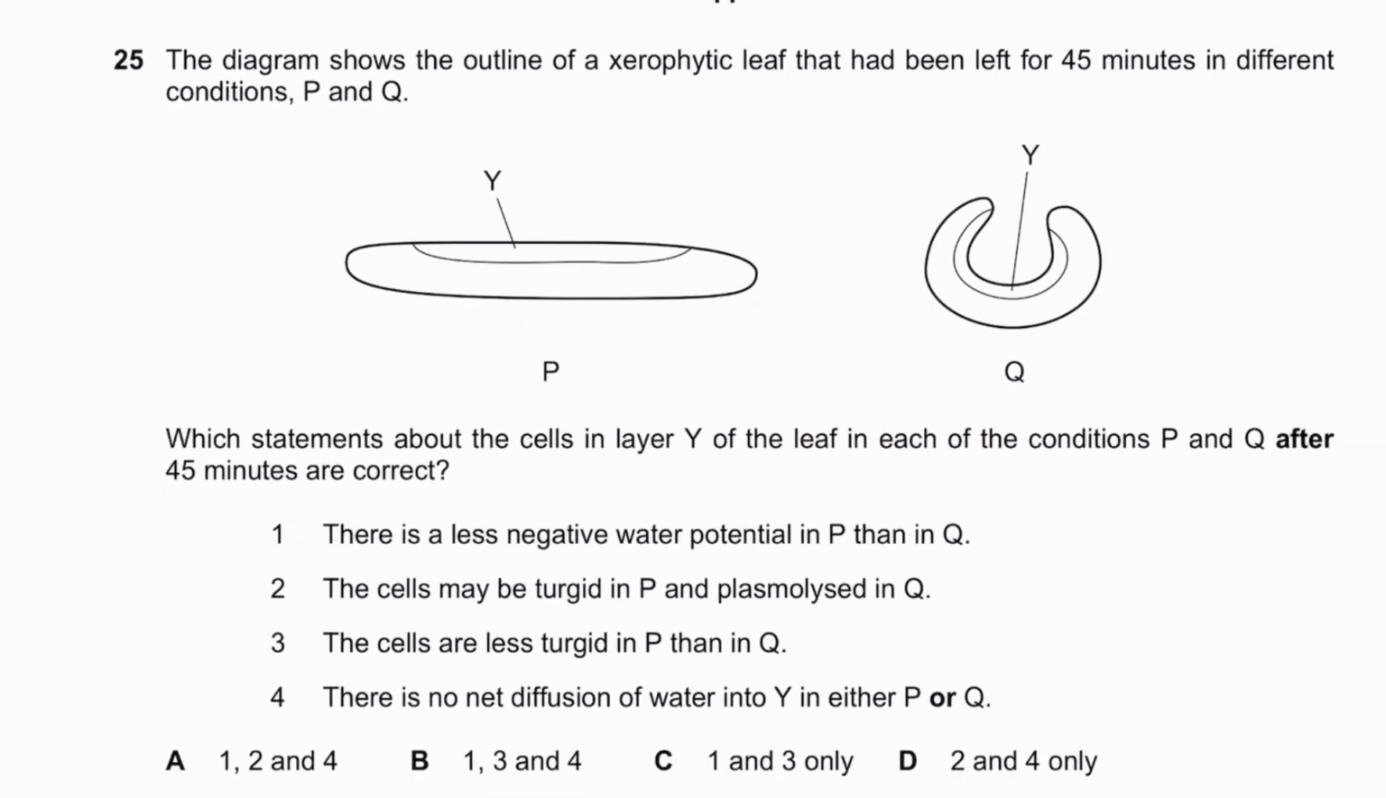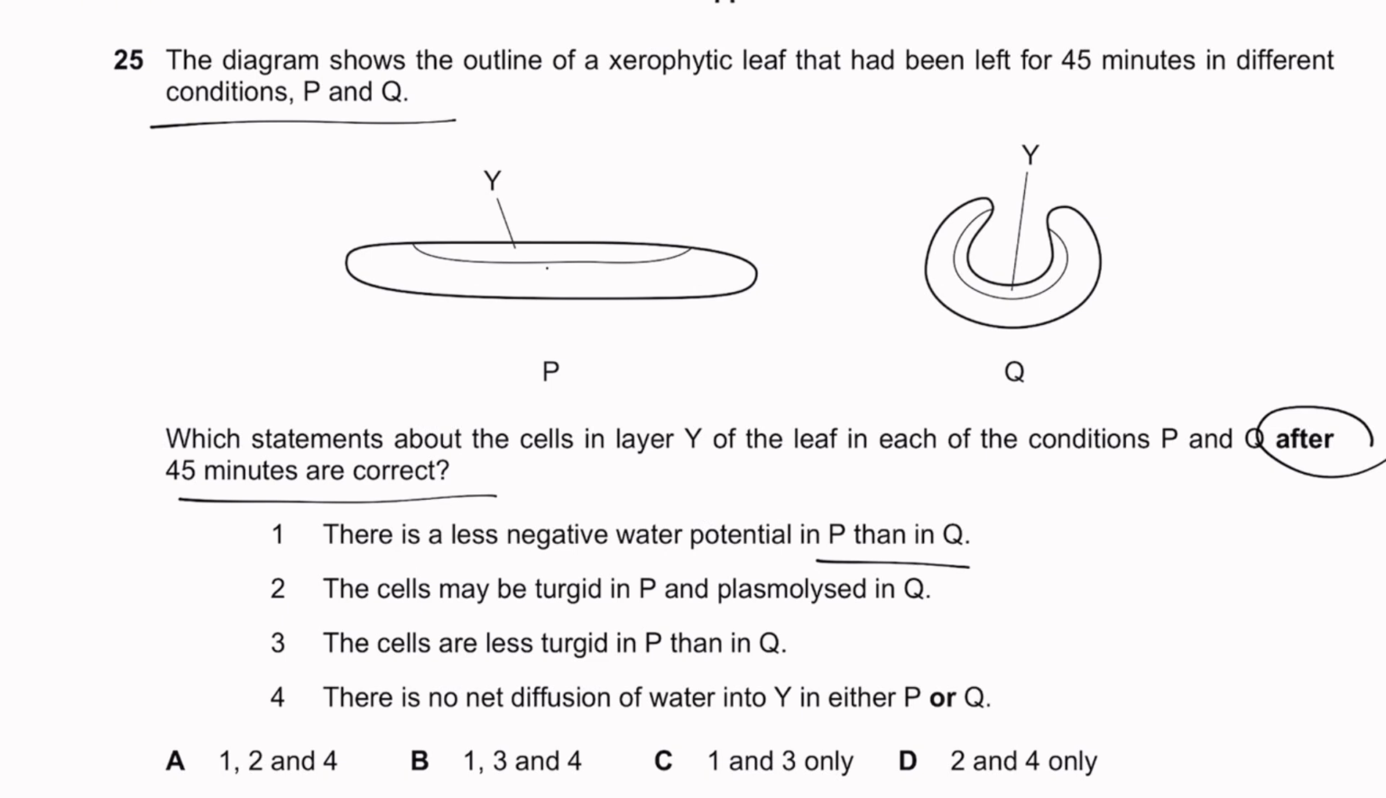The diagram shows the outline of a xerophytic leaf that has been left for 45 minutes in different conditions, P and Q. So remember, guys, this is a very repeated question, and I need you all to have memorized this, okay? Which statements about the cells in layer Y of the leaf in each condition, P and Q, after 45 minutes are correct? So there is a less negative water potential in P than in Q.